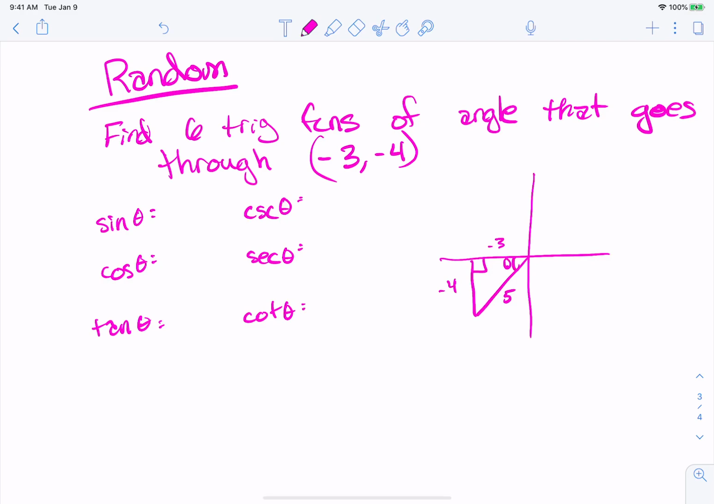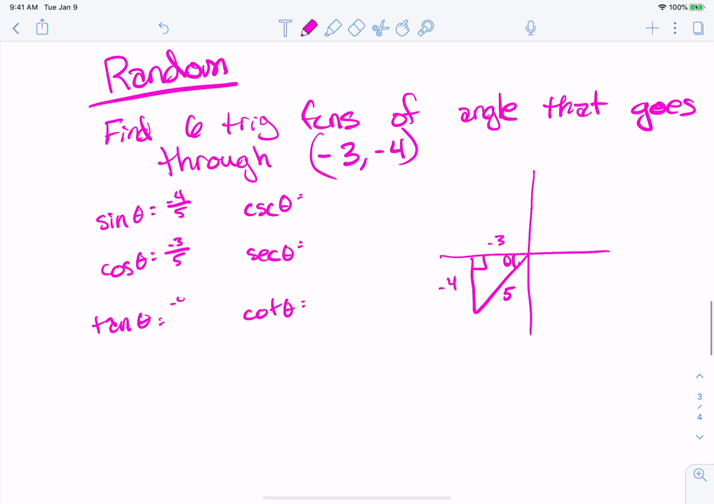So here's my theta. Sine is opposite over hypotenuse, -4/5. Cosine is adjacent over hypotenuse, -3/5. Tangent is opposite over adjacent, -4 over -3, which is +4/3. Then just flip everything: -5/4, -5/3, +3/4. Good?